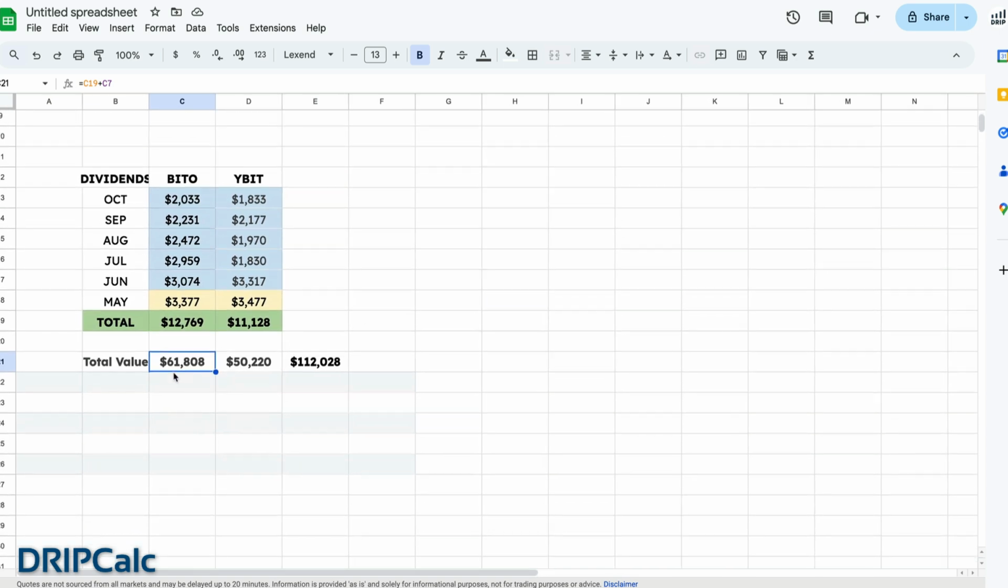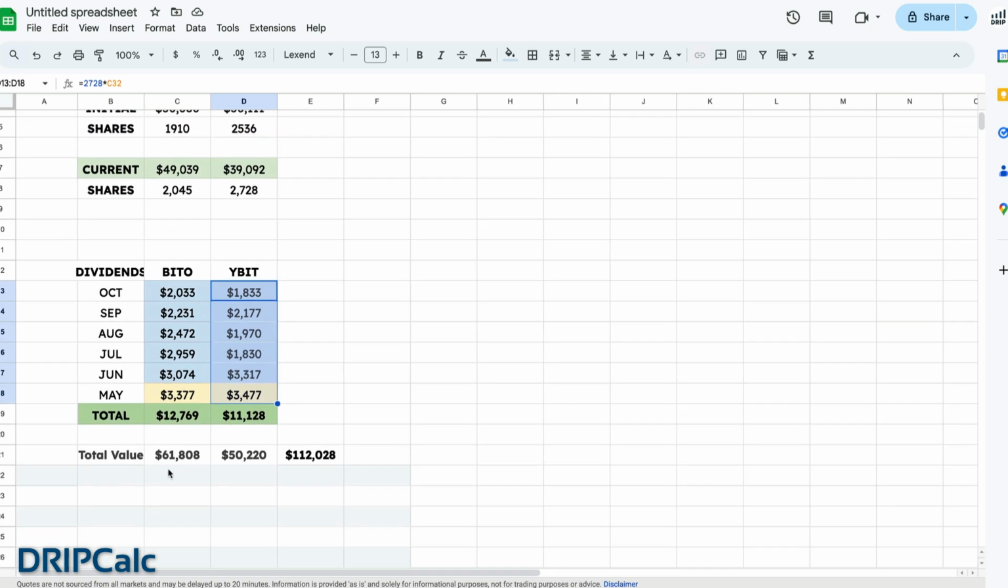You do pay tax on it, so let's say you have to pay... actually you would have to pay tax on all of this money right here. So that's a little more, and therefore the value of this would be even less. So yeah, anyway, as you can see, BITO performed much better.